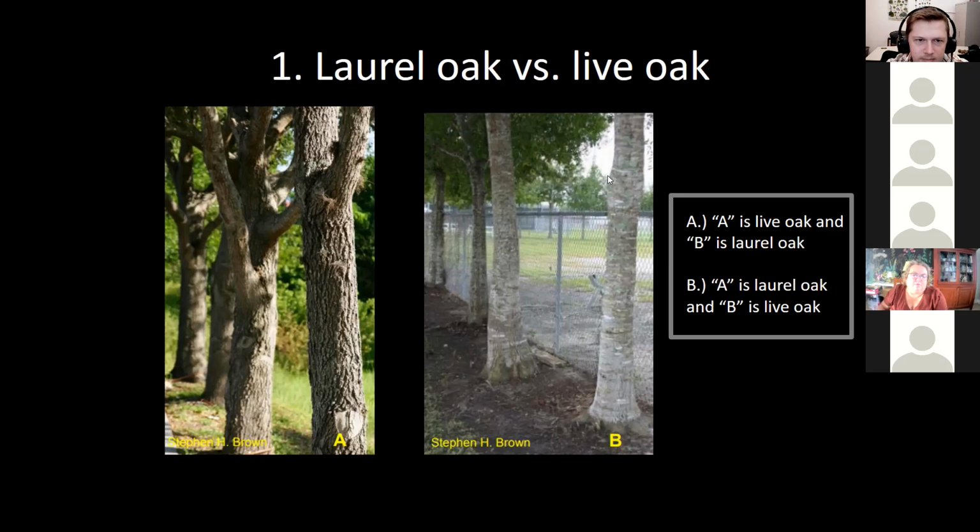All right, looks good. I can see it. You got it coming up? Okay. So which is which? Is A the live oak and B the laurel oak, or is A the laurel oak and B the live oak? We'll go through all 10 questions and then we'll review them.